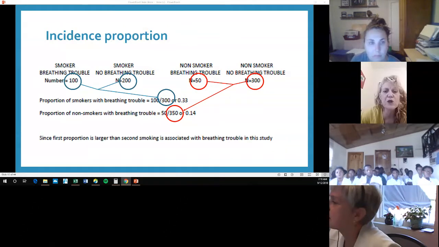Okay. Incidence would be new cases of disease, while prevalence is existing cases of disease.